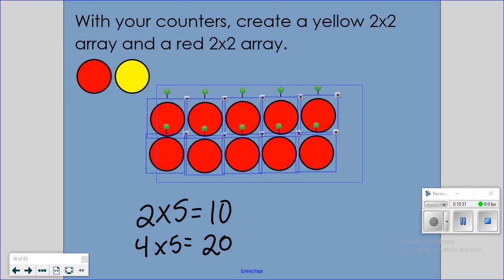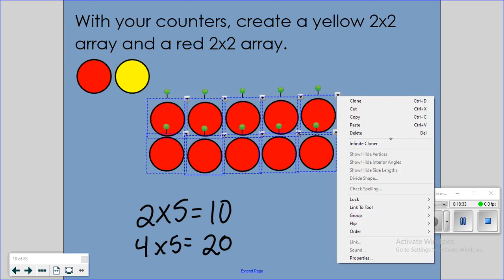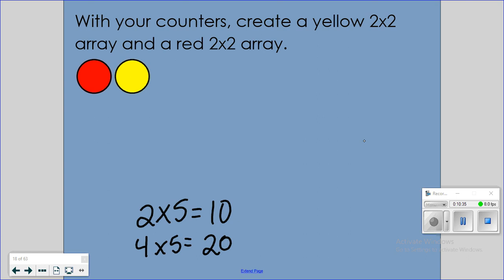Alright, we're not going to use our counters for the next one, but we are going to continue to write on our desk. So move your counters out of the way. We're going to write these two equations right on top of each other. The first one we're going to do is 2 times 7 equals. When you know the product of 2 times 7, go ahead and raise your hand.